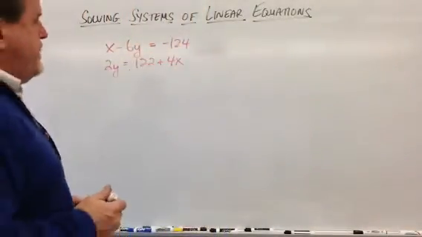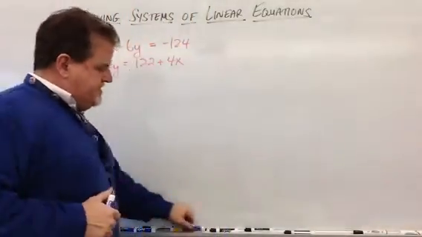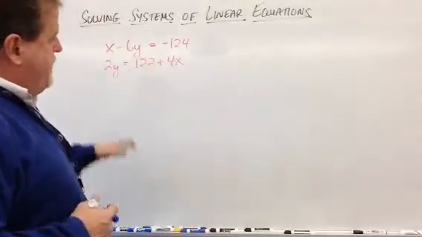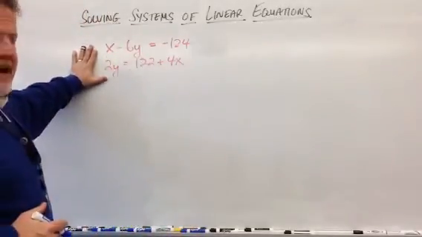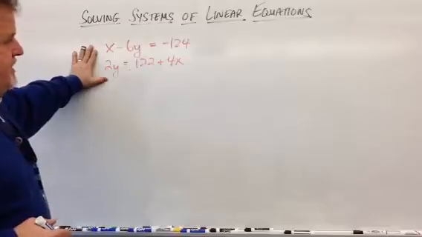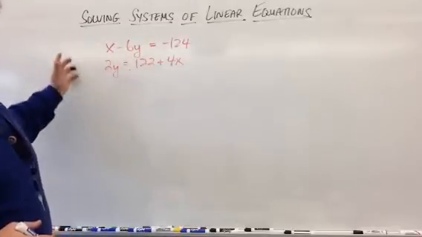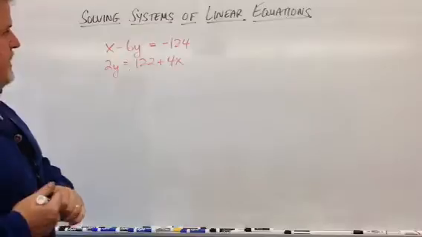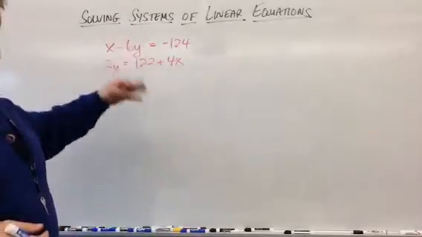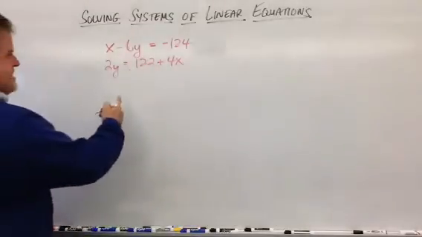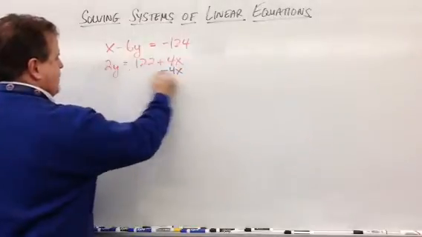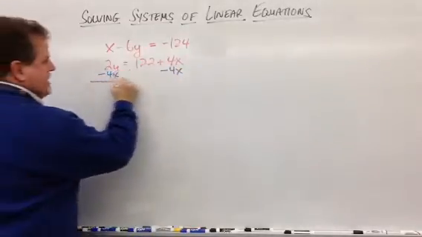Here's part 2 of how to solve systems of linear equations using the elimination method. This is a much more complicated example than the first one we used because the x's and y's are not all lined up. So the first thing we're going to do is line them up so they're one over another. In this case, I'm going to subtract 4x from both sides on the second equation.